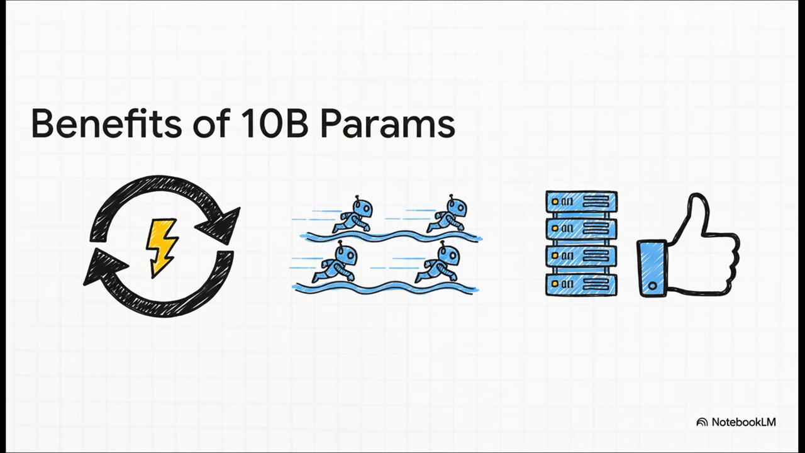And this is where only using 10 billion active parameters becomes a total superpower. It means those feedback cycles are way faster. The model can think, act, and check the results in a flash. For you as a developer, that means you can run way more concurrent tasks on the same budget. And planning out your server needs, it becomes so much simpler.